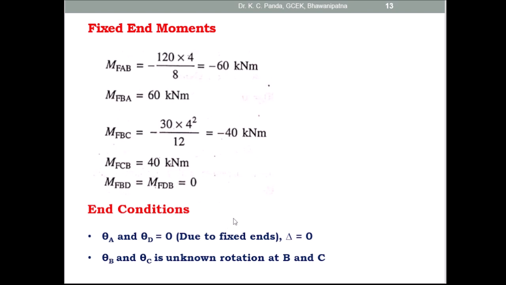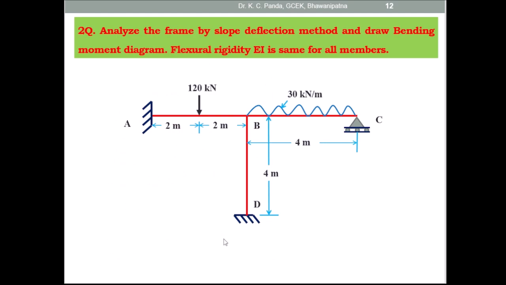Then what are the end conditions? Here you see, as end A is fixed, the slope is 0, and at end D also the slope is 0. Only rotation takes place at joint B and joint C, so you have to take theta B and theta C. Theta A is equal to 0 and theta D is equal to 0, and delta is also equal to 0, because the sway is prevented.